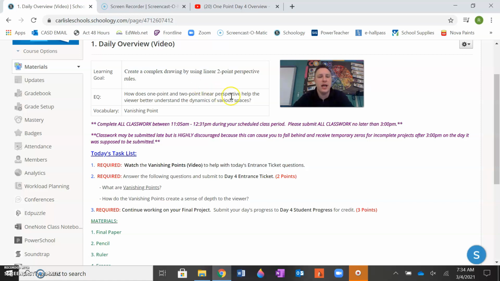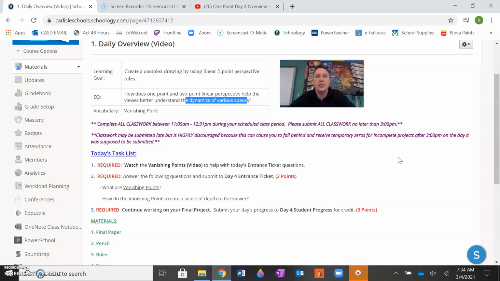And then your central question is, how does 1-point and 2-point perspective help the viewer better understand the dynamics of various spaces? This question is asking you to pull on your understanding of last year's 1-point perspective drawings and this year's 2-point perspective drawings, as they both fall into the category of linear perspective. So essentially, how does linear perspective, that technique of having a horizon line and at least one vanishing point, if not two, help the viewer better understand space?